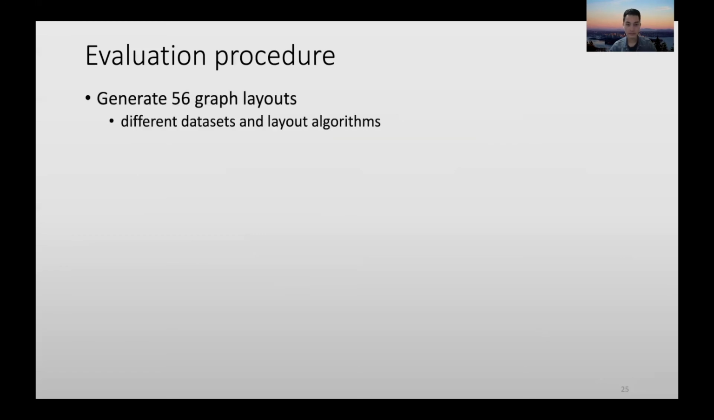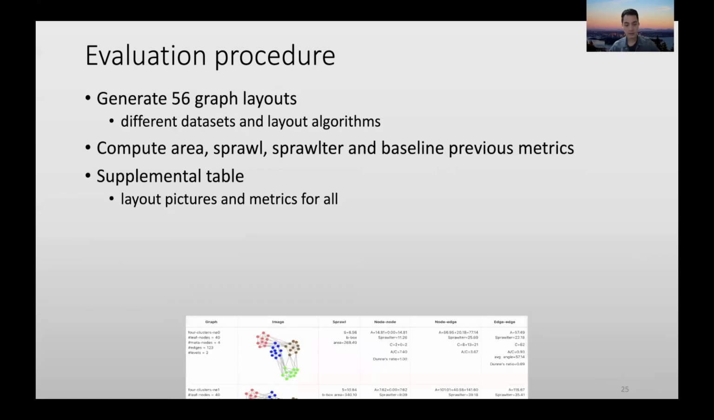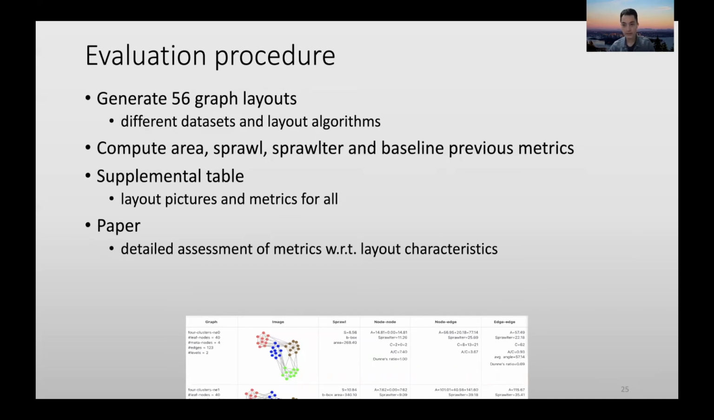For the specific procedure, we generate 56 graph layouts with different datasets and algorithms. We compute the area, sprawl, Sprawlter, and baseline previous metrics on all these layouts. And we provide all the layout pictures and metrics in a supplemental table. We have detailed assessment of metrics with regard to the layout characteristics in the paper. And here in this talk, I'm going to pick a few examples.